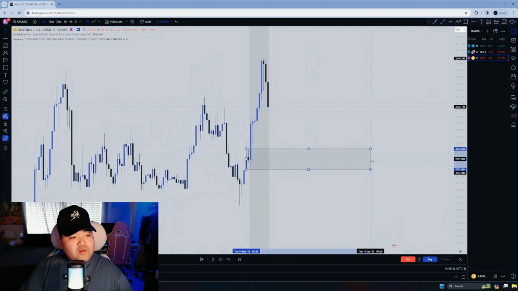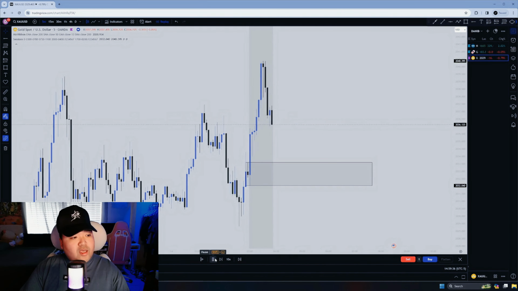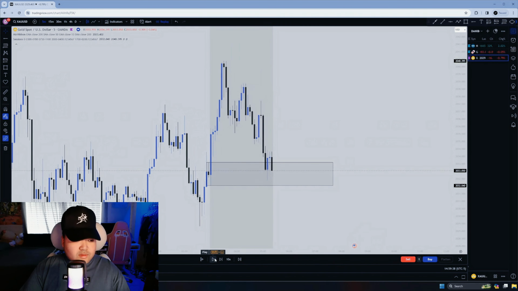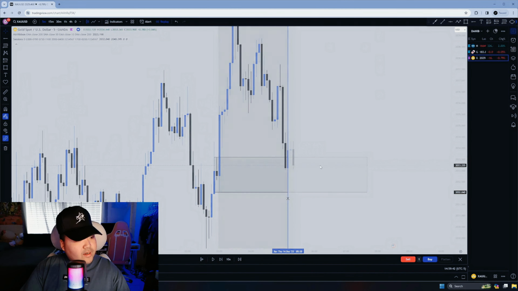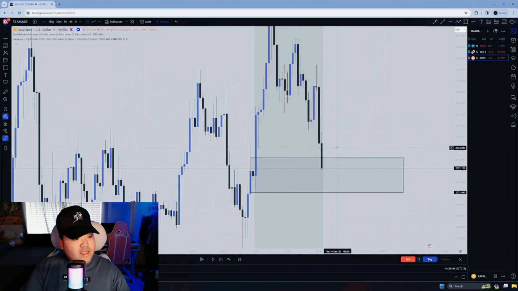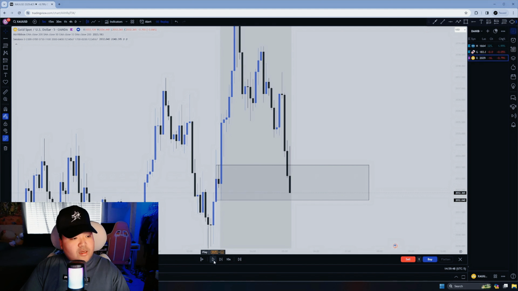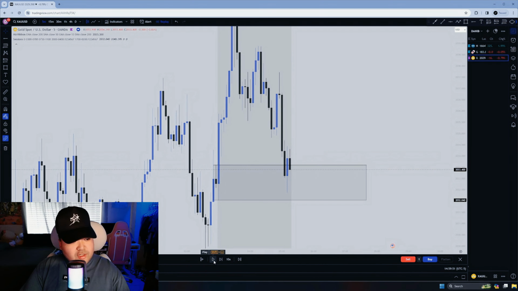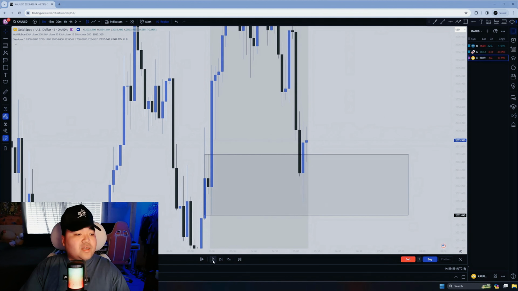Now what do I do here? I literally just wait for price to come back into my zone. That's all I'm doing. So cool. Now at this level right here, price came back into my zone. Now what do I look for? I look for a break of structure. We still haven't broken any structure, because these wicks are not being taken out yet. You see these wicks? No candles breaking these wick highs. So let's still wait.